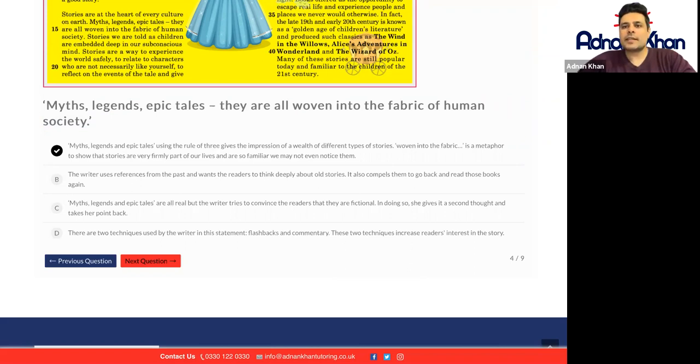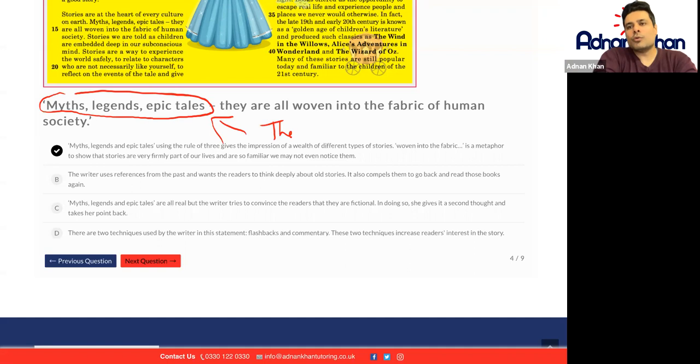So myths, legends, and epic tales, they are all woven into the fabric of human society. So myth, legends, and epic tales using the rule of 3. Can you see this? Let me show you. So this is what we call a language technique that writers use. And this is called the rule of 3.